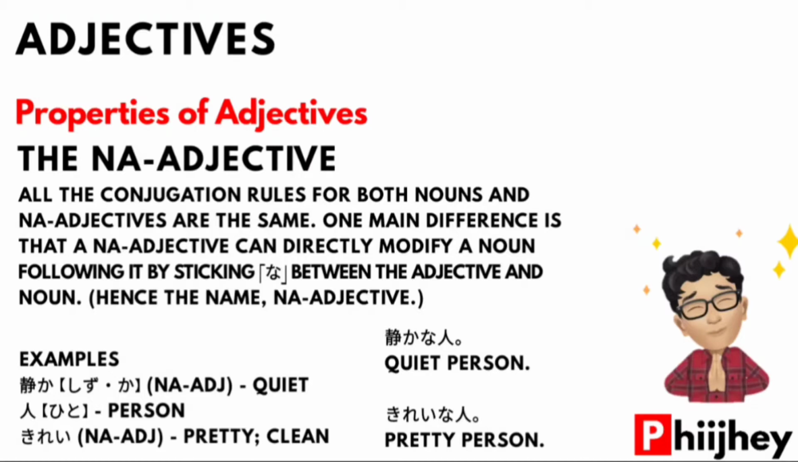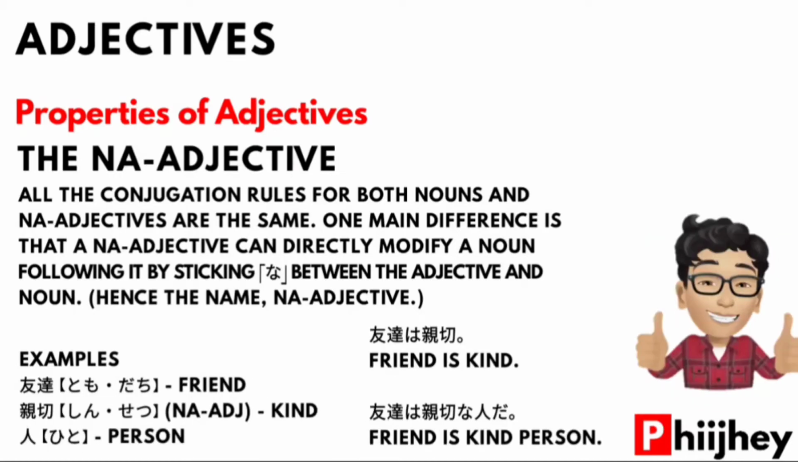You can also use adjectives with particles just like we did in the last lesson with nouns. Here is an example. Tomodachi is friend. Shinsetsu is kind. Hito is person. Tomodachi wa shinsetsu. The next example is Tomodachi wa shinsetsu na hito. That means friend is kind person.